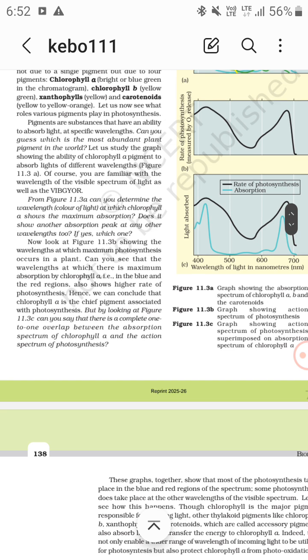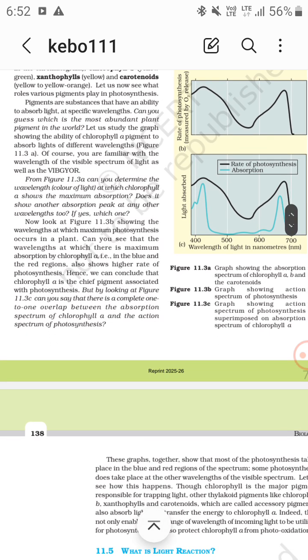Maximum photosynthesis occurs at the wavelengths at which there is maximum absorption by chlorophyll a, that is, in the blue and red regions.